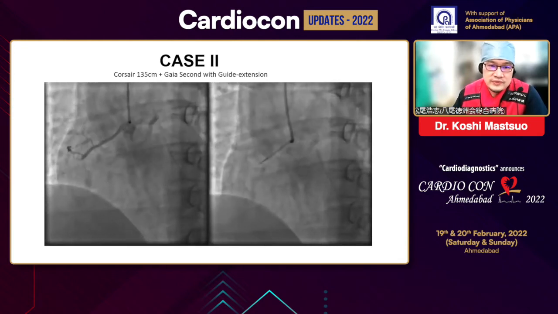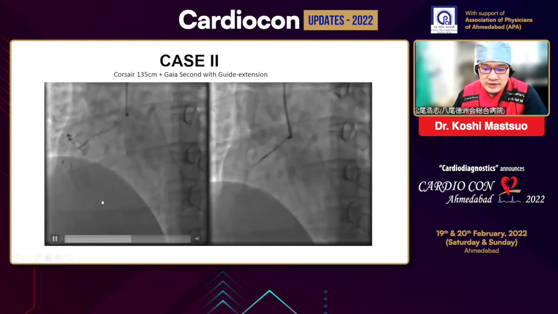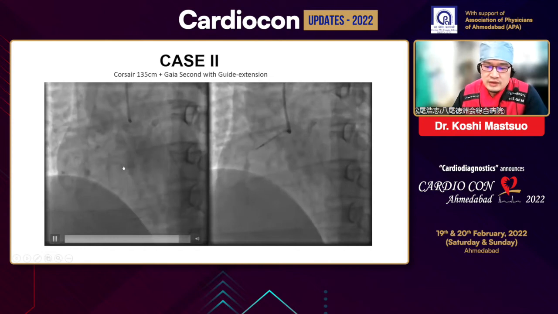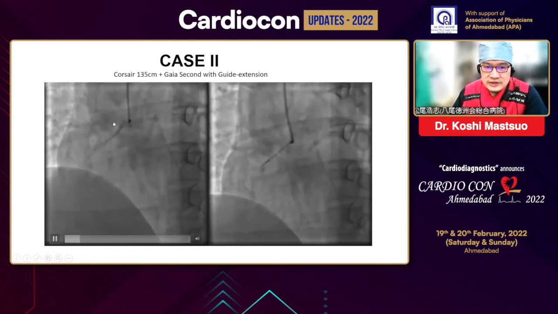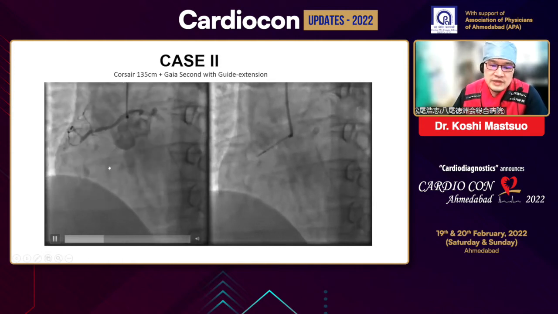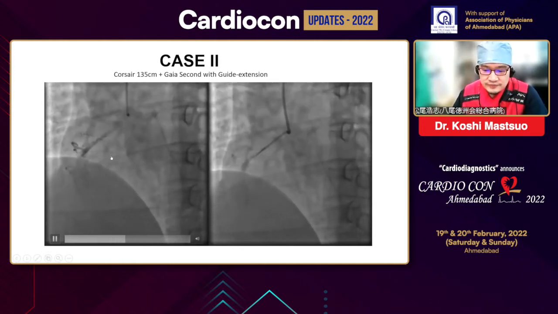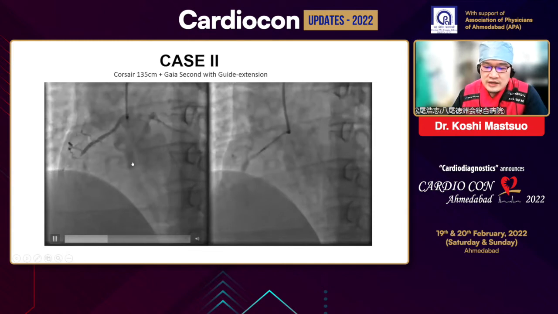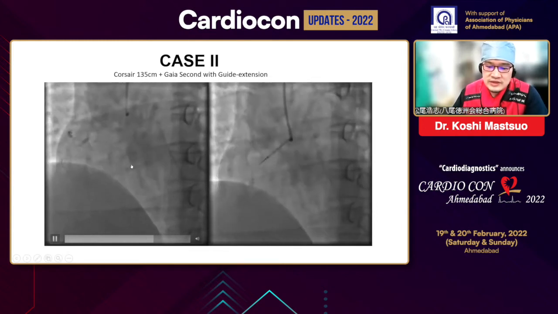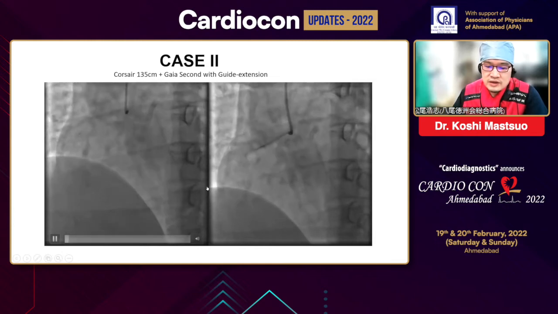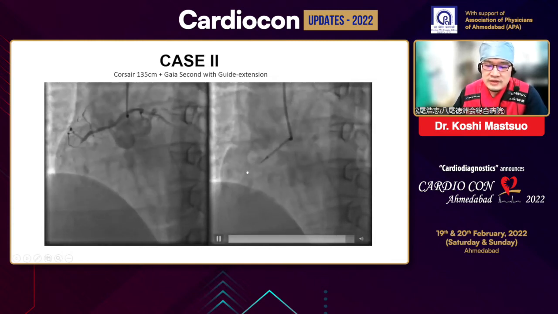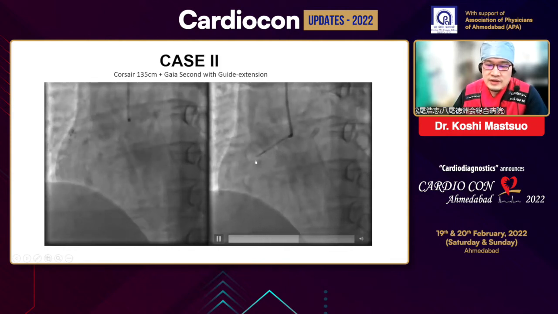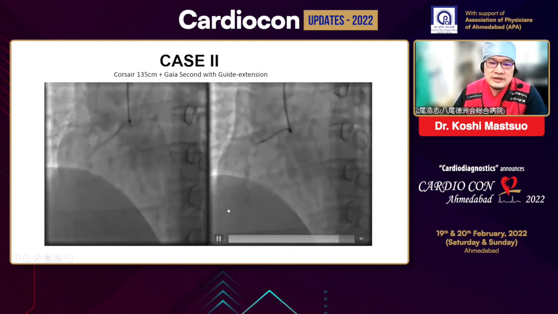This is another case, also an RCA CTO case, but this RCA has a big problem: abnormal origin. You can see. In a case like this, stabilizing the guiding catheter is really difficult. Finally, I used guide extension devices for stabilizing the guiding catheter because I wanted to control the wire intensively. You can see the guide extension and a Corsair inserted in this.